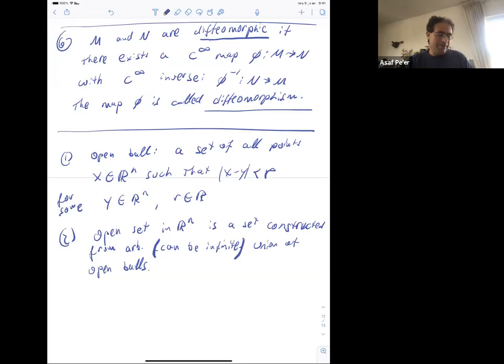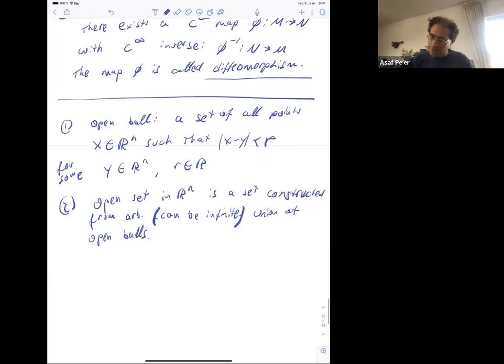Now I'm going to surprise you with what I call a chart. The other name of a chart is a coordinate system. Chart, or coordinate system.